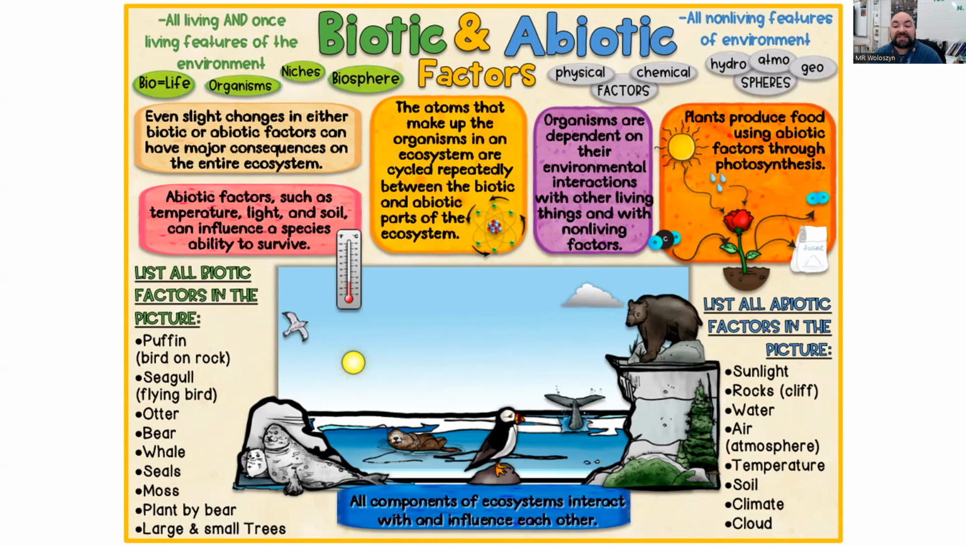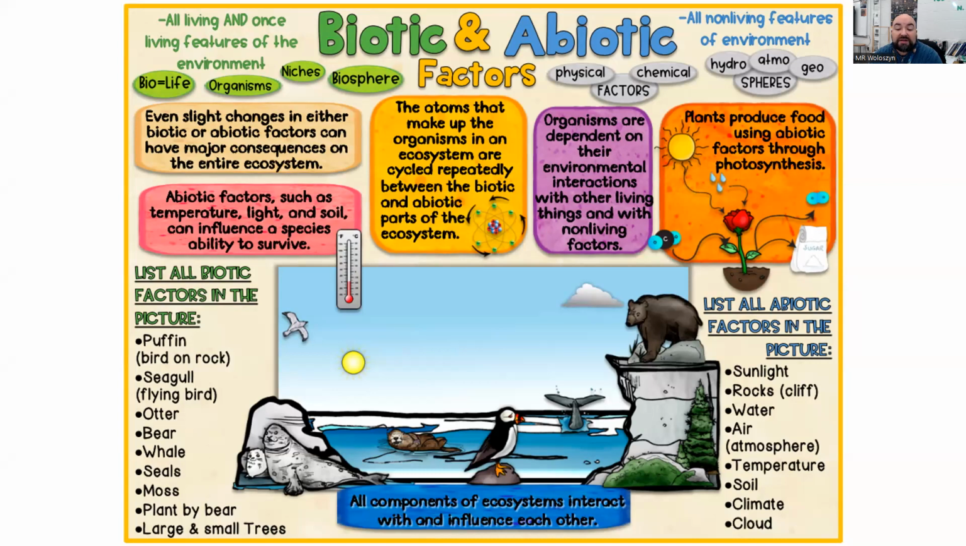As energy gets mixed in, the plants are taking some of these abiotic factors and converting them or changing them into other types. When we look at the components of an ecosystem, they're all going to interact with each other and they're going to influence each other in different ways. Taking a look at this picture, looking at the living things in the picture, we have that puffin on the rock. We have the seagull flying through the air. We have the otter swimming in the water, the bear up on the rock.